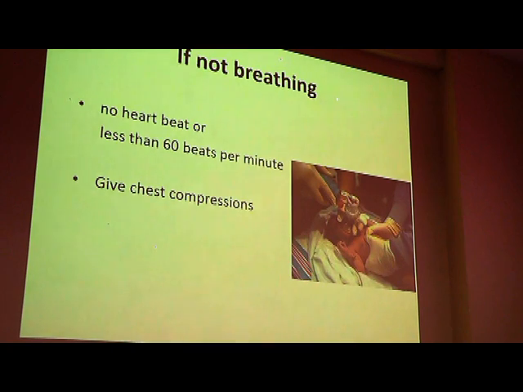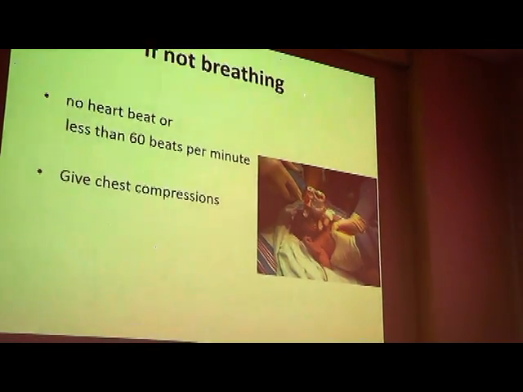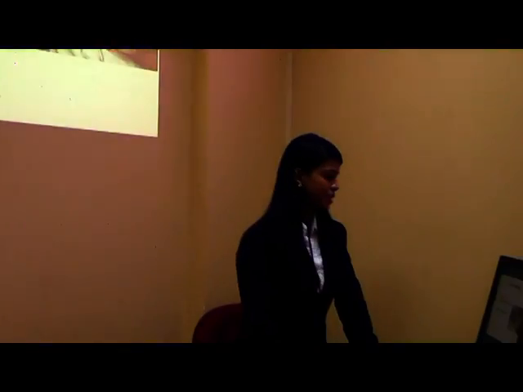If the baby is still not breathing, what shall you do? You can see in the picture, no heartbeat, less than 60 beats per minute. So the nurse is going to do chest compression. It is an immediate action to be taken. I will explain how to give chest compression in the demonstration.